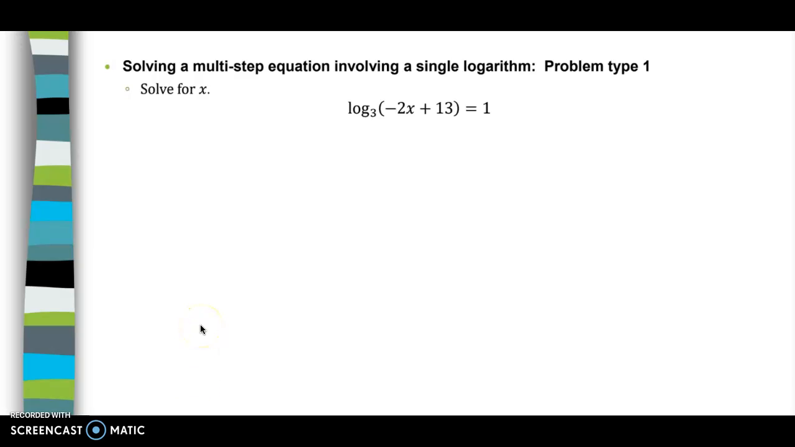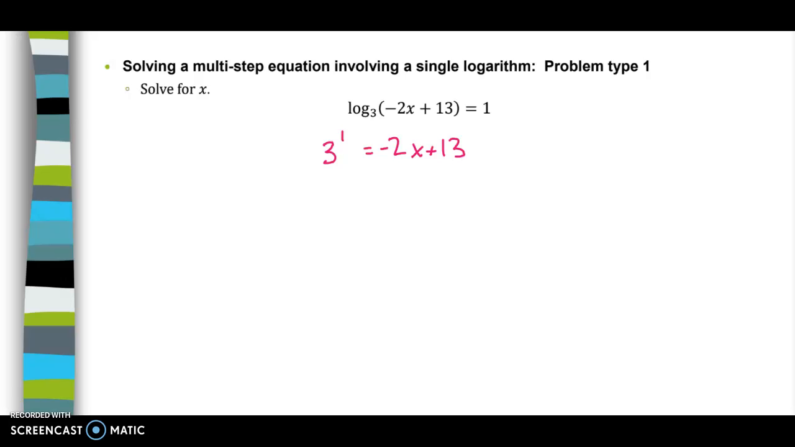But the first step on that is to first get everything with a log on one side, everything else on the other, which this is already done for us because we only have one log. The second step is to combine logs, which is already done for us because we only have one log. And then the third step is to put it into exponential form, which is 3 to the 1 power equals negative 2x plus 13.